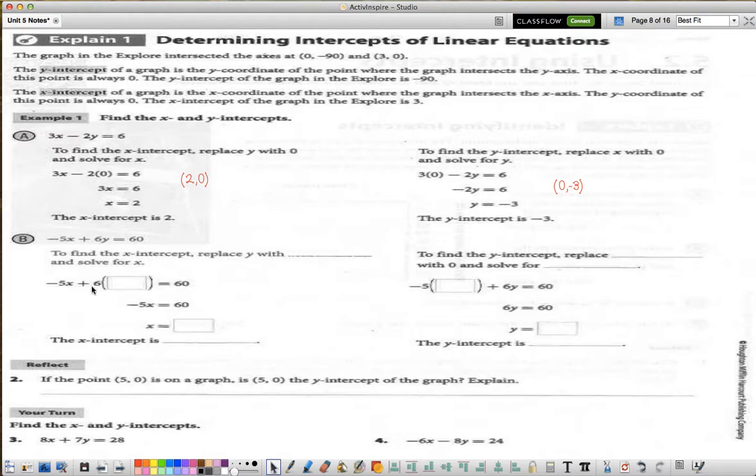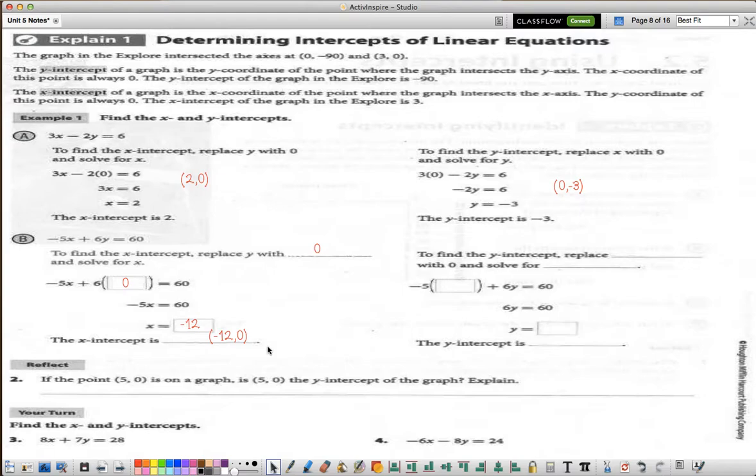If we are going to solve for x, we're going to replace the y with 0. Anywhere in the equation where we see y, we replace it with 0. So now we have 6 times 0 plus our -5x. So we're left with -5x is equal to 60. We divide both sides by -5 and we get -12. So the x-intercept in this case is -12, 0.